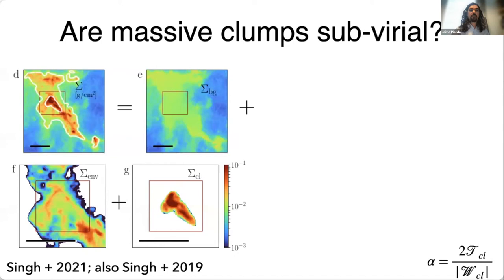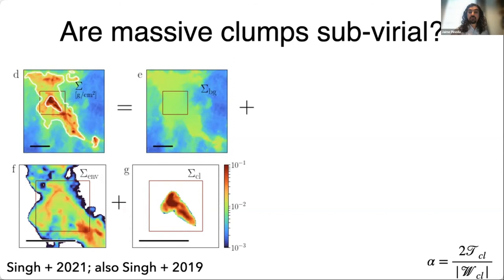So in this case, she found that in order to really have an accurate measurement of the virial parameter, to really see if the objects are bound or not, you need to take into account the background column density. That's panel E in this plot. Basically, panel D is the data, the whole column density that is obtained. Panel E is the background emission. Then there is some envelope surrounding the core, and then the clump itself. So then you can start to calculate surface terms, and you can calculate the best way to determine if something is bound or not.